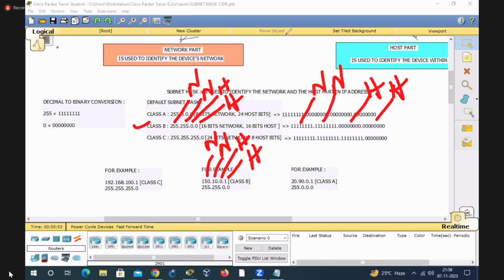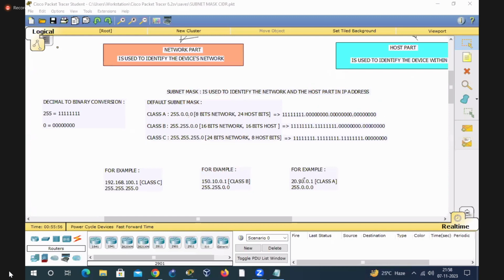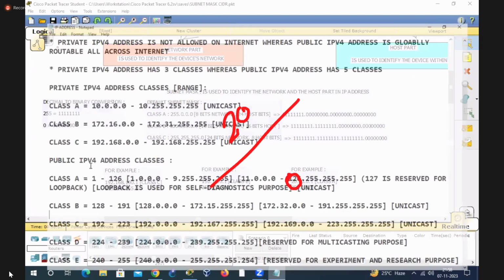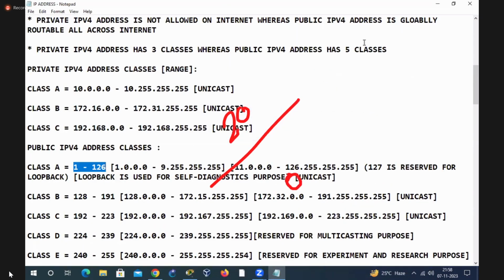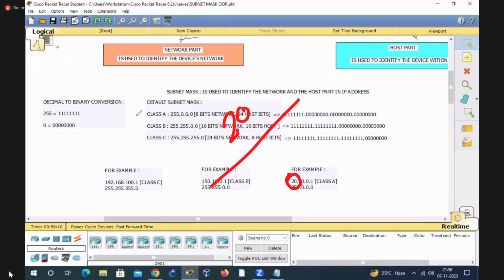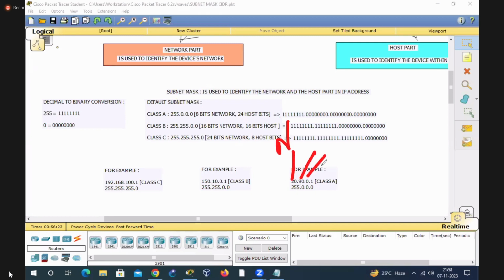And 0.1 will be host. Similarly, in our third example, 20.90.0.1, focus on the first value, 20. Which class? Class A. Why is it class A? Because the class A range is from 1 to 126, and 20 falls in this range. So what is the class A subnet mask? We have 1 octet network and 3 octets host. So 20 will be network, and 90, 0 and 1 will be host.